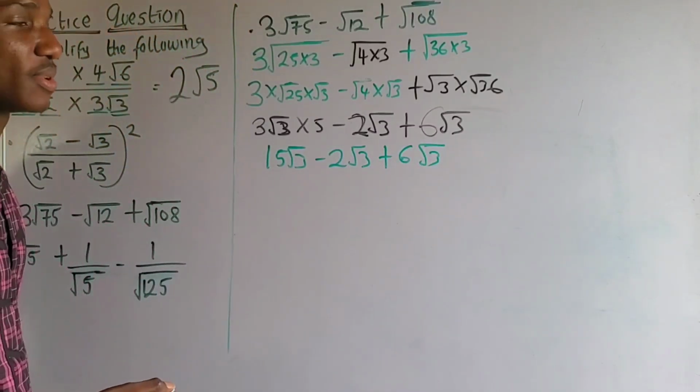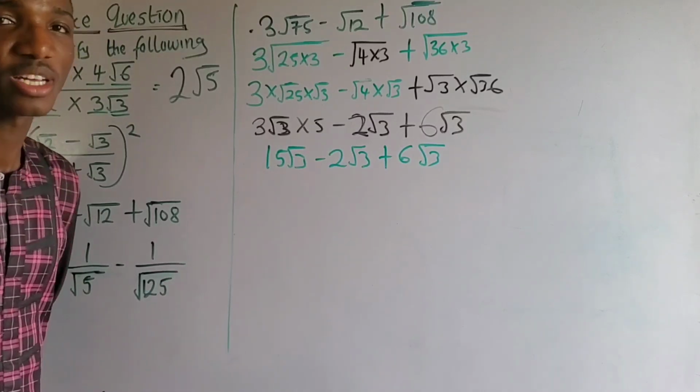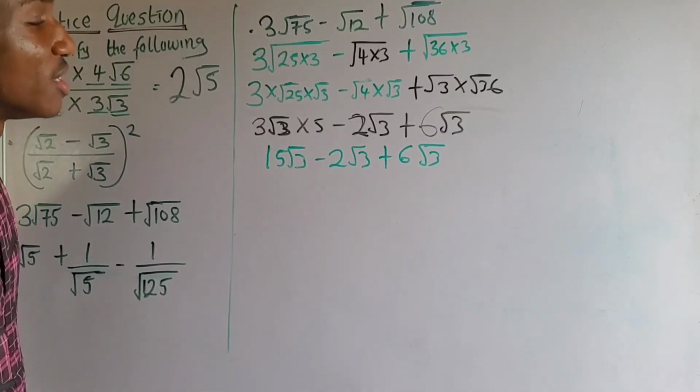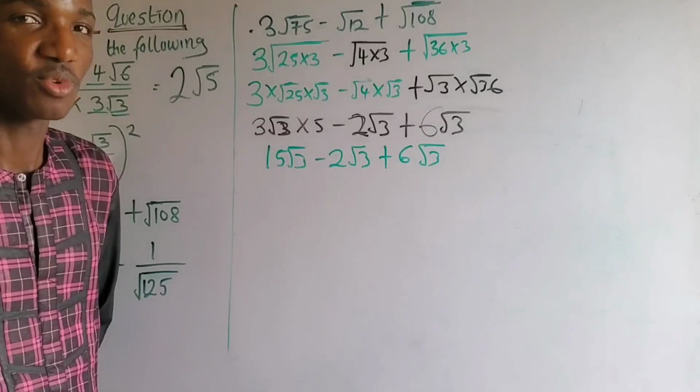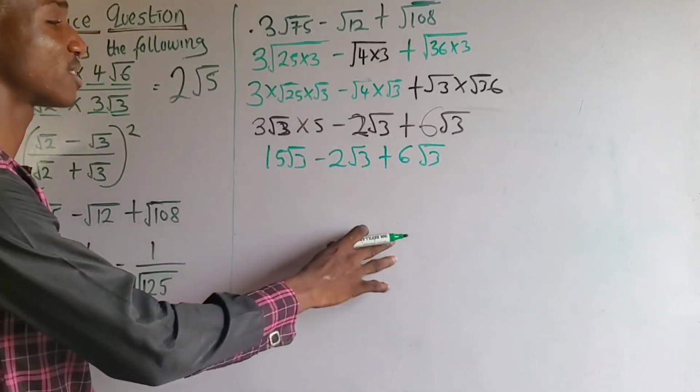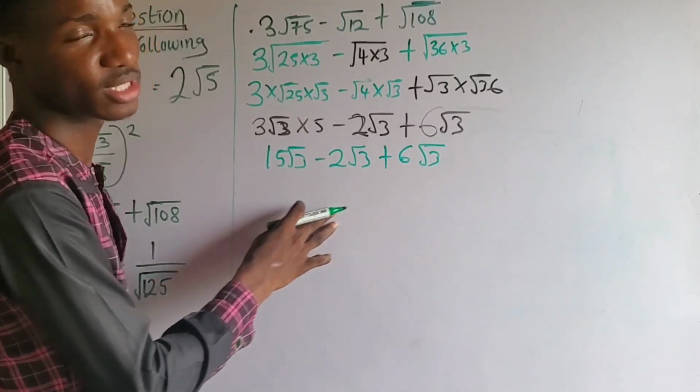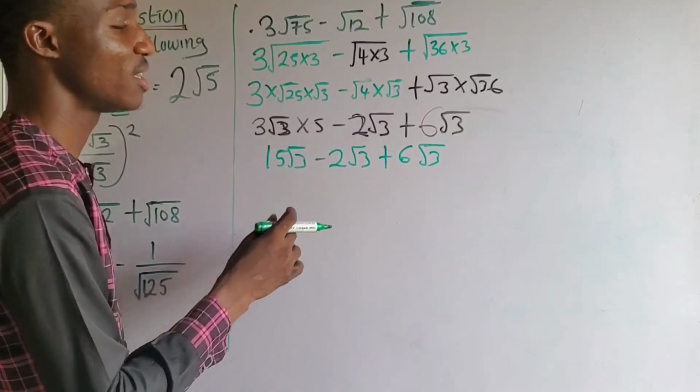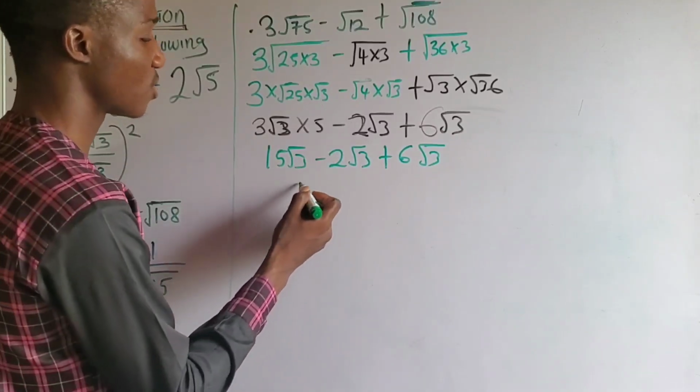Now, listen to me carefully. We can add and subtract this sort. The reason is because the irrational parts are the same, so we can add and subtract them. 15 root 3 minus 2 root 3. What will be the answer? That is 13 root 3. So I'm going to have 13.